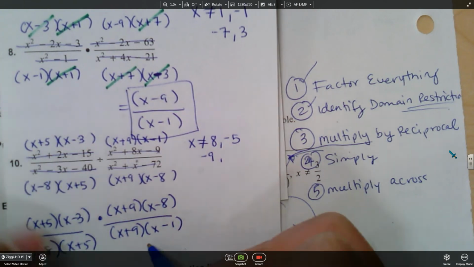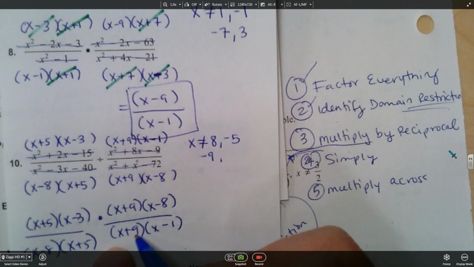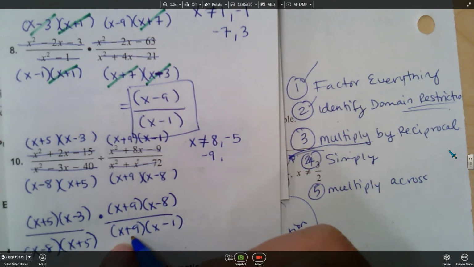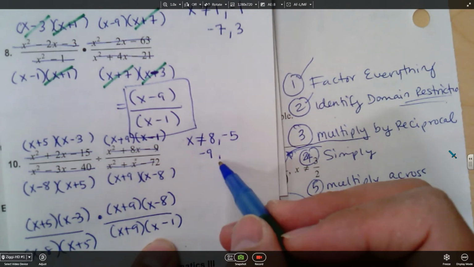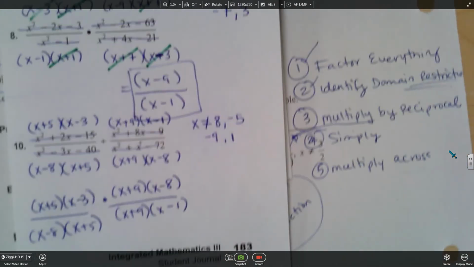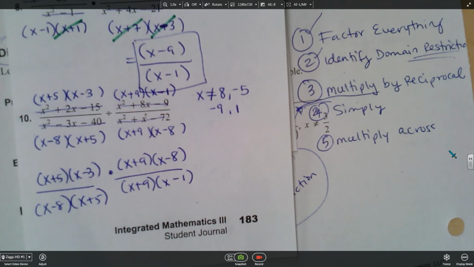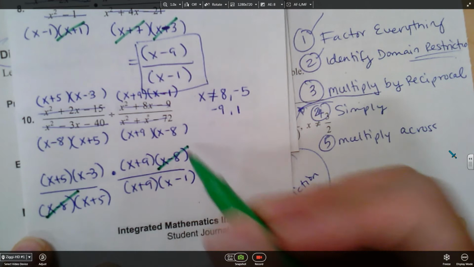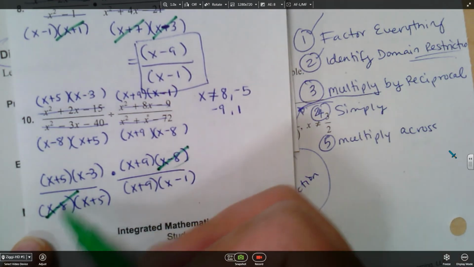Okay, once you flip this second part, there's other pieces in the denominator. So I already stated that x can't be negative 9, but I never stated that x can't be 1. So that's another restriction I can't use. So I got all my restrictions done. We're on to the steps of dividing. It has to be the whole quantity that gets crossed off.